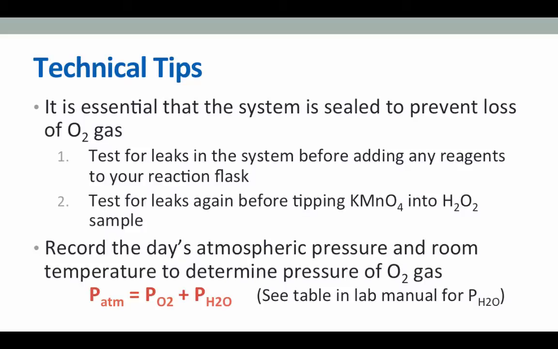Also, once you've collected your sample into your Erlenmeyer and have placed the permanganate vial inside the Erlenmeyer, cap it and test for leaks again before tipping the permanganate into your sample. Air leaks often occur at the joint between the rubber stopper and your Erlenmeyer flask, so it's very important if you've opened this to make sure that it's fully sealed again.